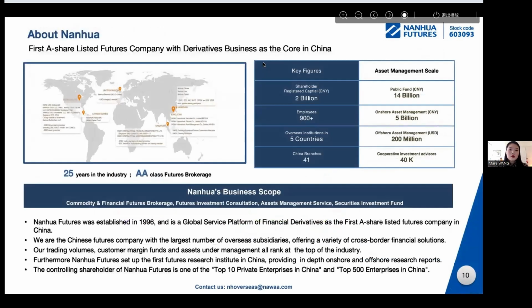The last one is the background of our company. We are the first Asia-listed futures company, and we have the largest number of sub-companies overseas as a Chinese futures company. We have sub-companies in the UK, Singapore, Hong Kong, and America. So we cover the majority of futures exchange markets globally. So it's very friendly for trading firms doing arbitrage, and we can also give you globally different information as you need it.